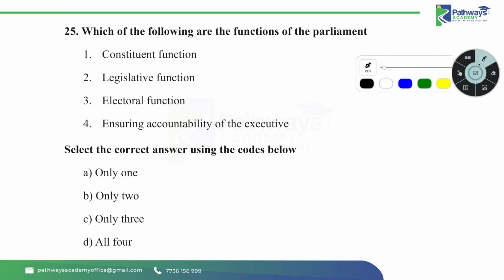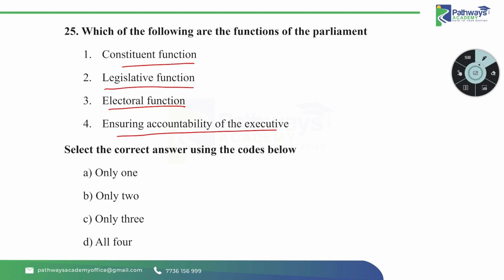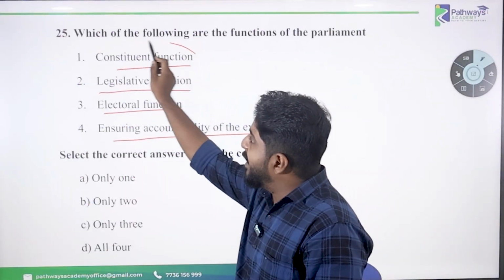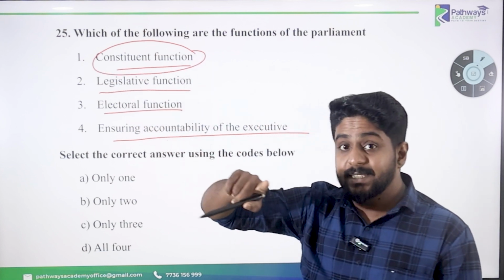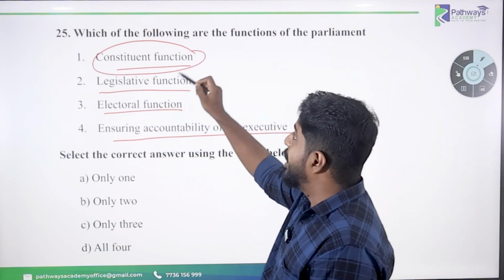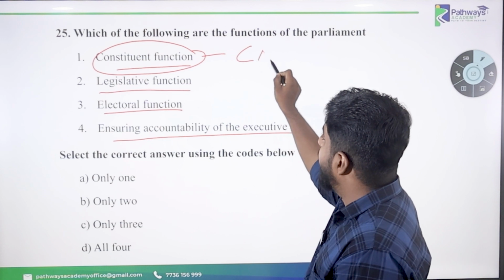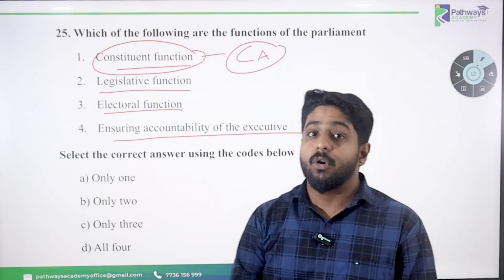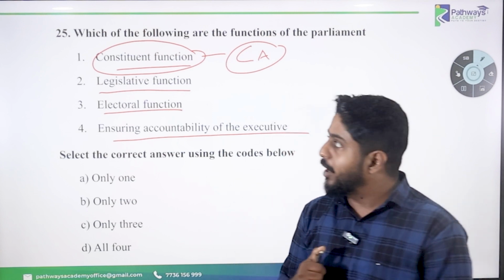The last one, question number 25. Which of the following are the functions of the parliament? Number 1, constituent function. Number 2, legislative function. Number 3, electoral function. Number 4, ensuring accountability of the executive. Sir, does the parliament have the constituent function? Yes, sir, the parliament has the constituent function for the amendment of the constitution, isn't it? Constitutional amendment is a constituent function of the Parliament of India.